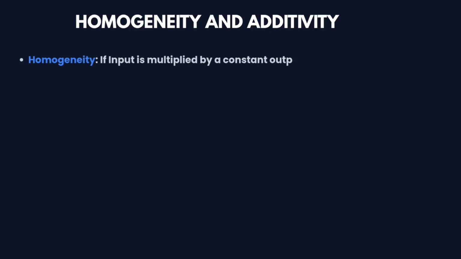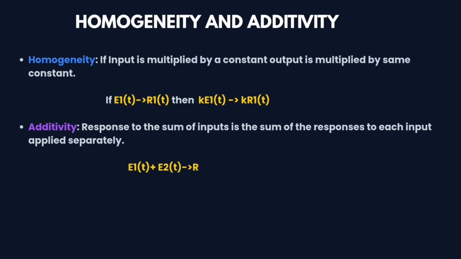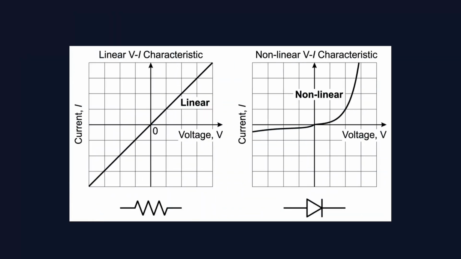That means if the input is multiplied by some constant, the output is also multiplied by the same constant. Another property is additivity, which means if multiple inputs are applied, the total response equals the sum of the individual responses. If an element satisfies both homogeneity and additivity, it is called a linear element. If these conditions are not satisfied, the element is called nonlinear. For a resistor, this linear behavior appears as a straight line, that is, the VI characteristic passing through the origin.